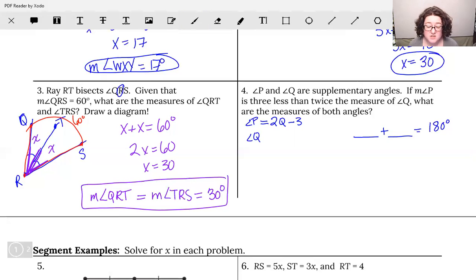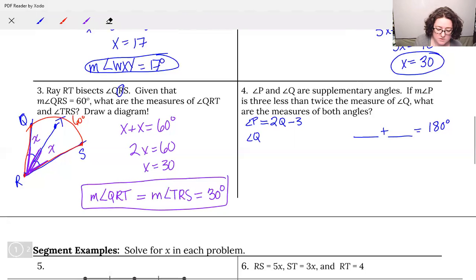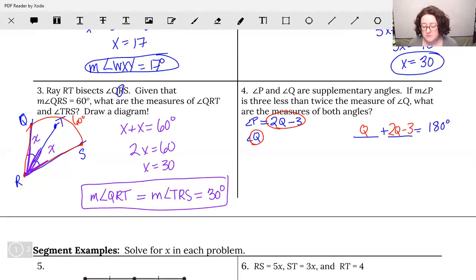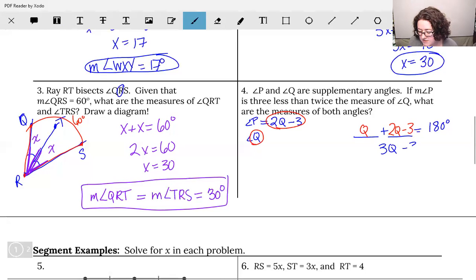And so there's our two angles. So here's my angle Q, and here's angle P written in terms of Q. And so that's what I'm going to fill in. So we have Q plus 2Q minus 3, and there's our equation that we can solve. Okay, so we have a Q and a 2Q, so I can put those together to make 3Q, still have a minus 3. Okay, then just solve out for Q. So I need to add 3 to both sides, so that's 183.